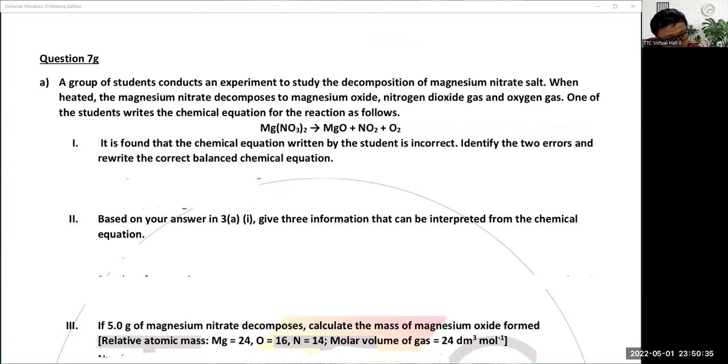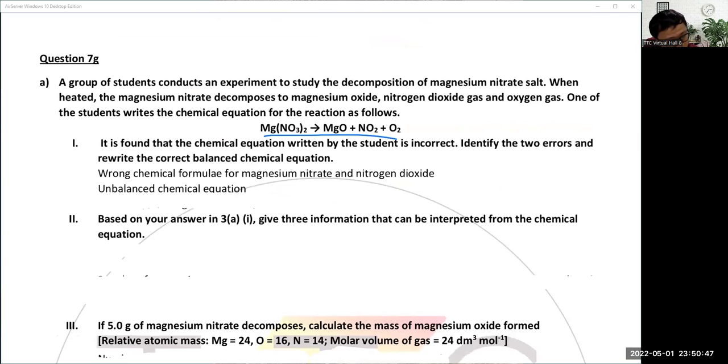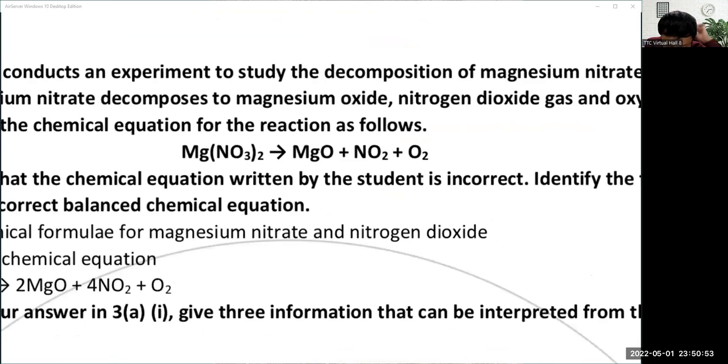Then a group of students conduct an experiment to study the decomposition of magnesium nitrate. So this is the chemical equation. It is found to be incorrect. Find out the answer why. First thing, this is not balanced. Then if we try to balance, it's the same concept, if you try to balance the N, it is stuck there because you got 1 oxygen, 4 oxygen, and 2 oxygen. Total, we have 7 oxygen. But here only got 6, so it's stuck here.